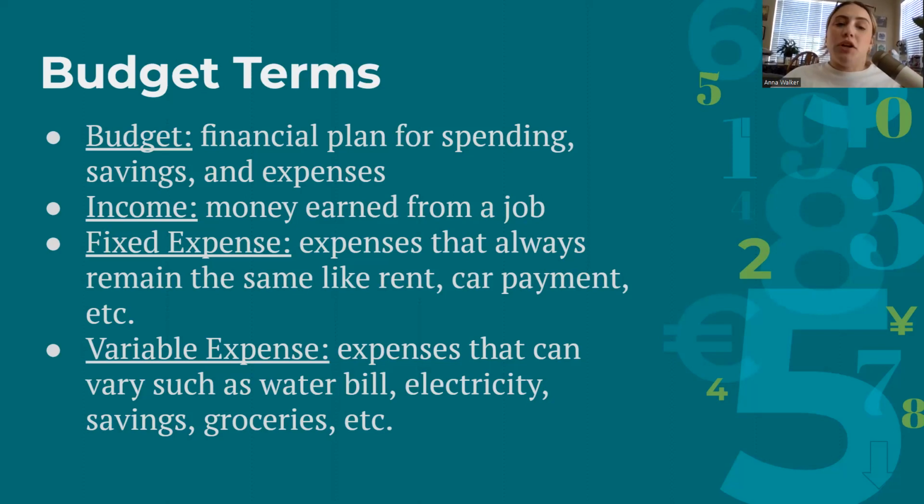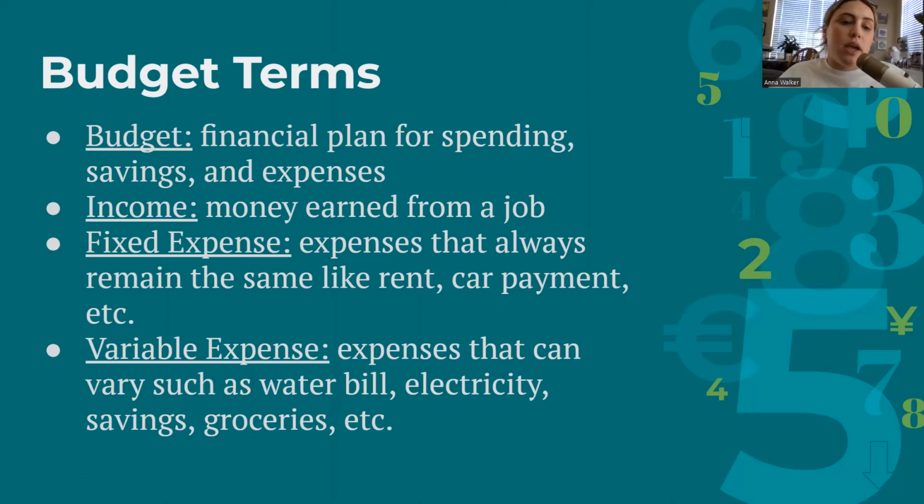Okay. You can also have what are called fixed or variable expenses. Expenses are things that you have to spend your money on. A fixed expense is an expense that pretty much is always going to remain the same. Like if you live in an apartment and you have to pay rent, a lot of times your rent is going to stay the same every single month.